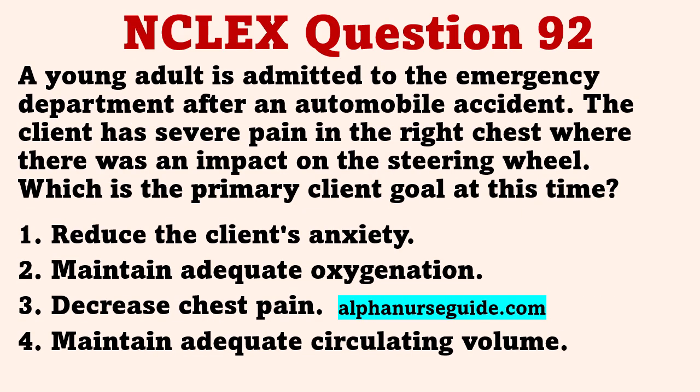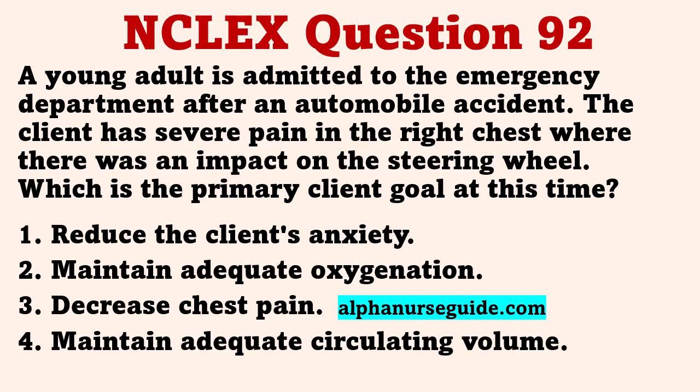A young adult is admitted to the emergency department after an automobile accident. The client has severe pain in the right chest where there was an impact on the steering wheel. Which is the primary client goal at this time? 1. Reduce the client's anxiety. 2. Maintain adequate oxygenation. 3. Decrease chest pain. 4. Maintain adequate circulating volume.